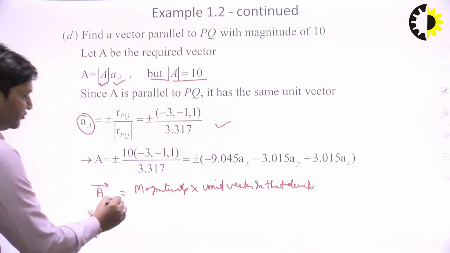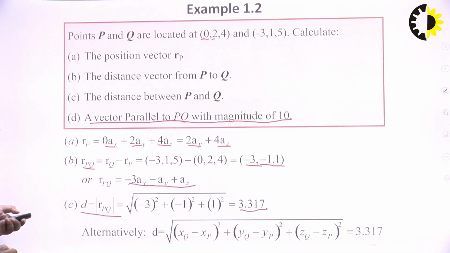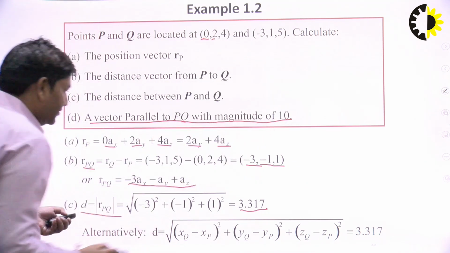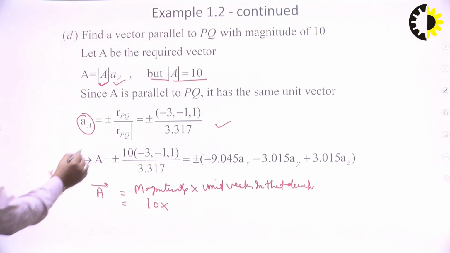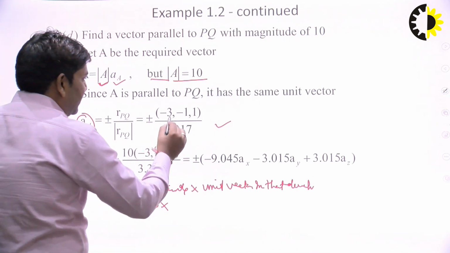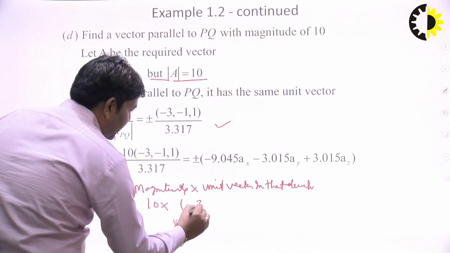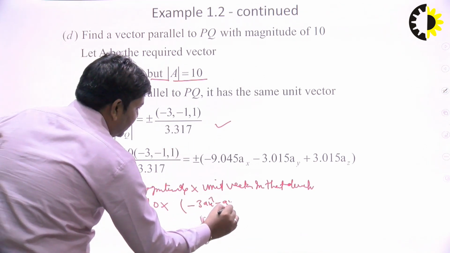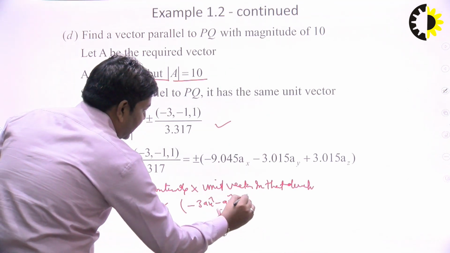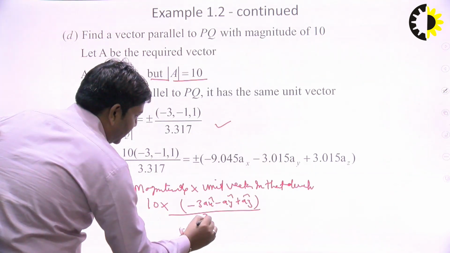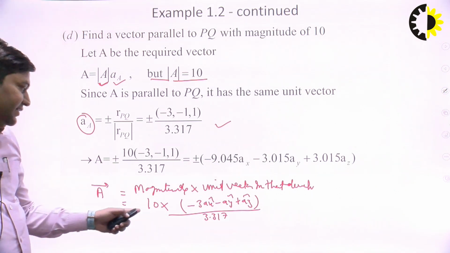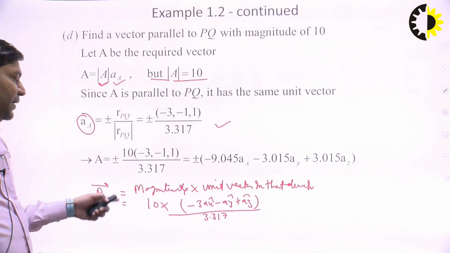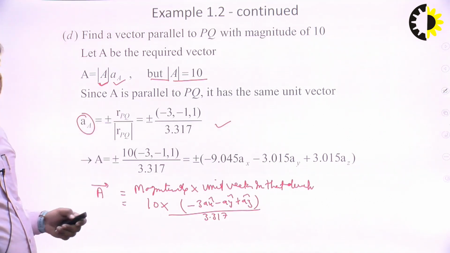So the magnitude is also given in that particular question, which is ten, and the unit vector in that direction, a, is defined by this: -3ax minus ay plus az, and the mod of this is 3.317. So easily we have to calculate the vector a having a magnitude of 10 and the direction parallel to this vector PQ.